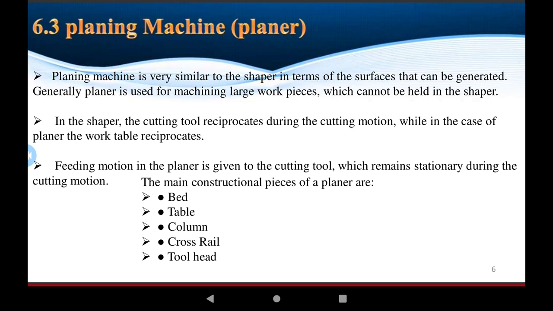These are the main constructional parts of the planer machine. Some of the parts of the machine are presented in this video. The bed is a very important part of the machine. It is the base of the machine and supports all the other parts. The bed supports the table, and the table supports the workpiece, which is held by holding devices.